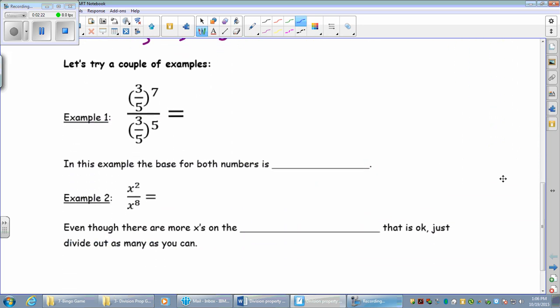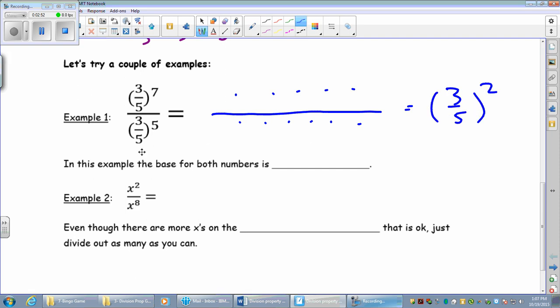So this first example, if I have 3/5 7 times on top and 3/5 5 times on the bottom, how about this question? How many 3/5, if I were to write all this out, could I cross out? Well, obviously I could cross out 5 of them, because after that there'll be no more to cross out on top. So how many more 3/5 will be left up on top after I do all my crossing off? 3/5 twice. Okay, and I say in this example the base for both numbers is 3/5.